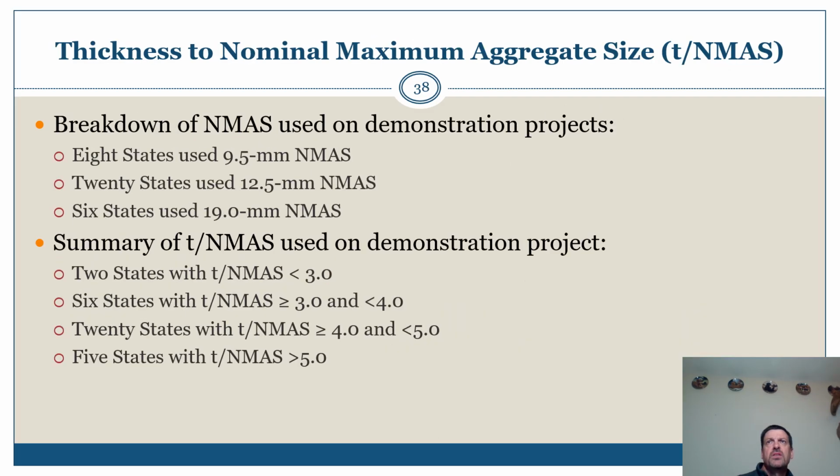And if we start with the thickness to nominal maximum aggregate size ratio, basically 20 states used 12.5 millimeter or half-inch mixes, 8 used 9.5 millimeter, and 6 used 19 millimeter. 2 states had thickness to nominal maximum aggregate size ratios of less than 3. 5 had ratios greater than 5, but the bulk of the states, 20, had ratios between 4 and 5, and if you add these 6 in there, 26 had ratios between 3 and 5.